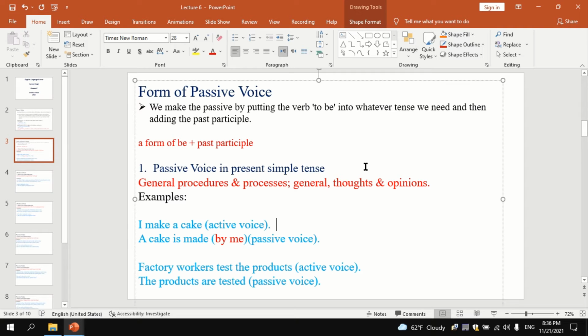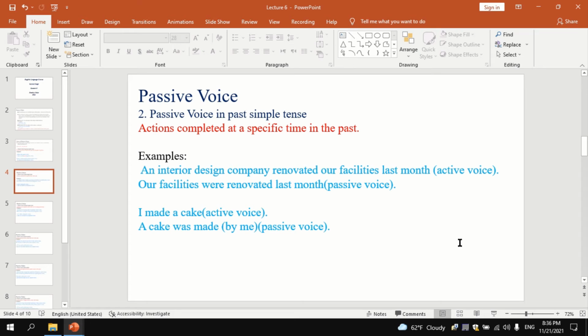Factory workers taste the product. This is active voice. And in passive voice, the products are tasted by the factory workers. We can see that we use is here and are. This is where to be in the present simple tense.